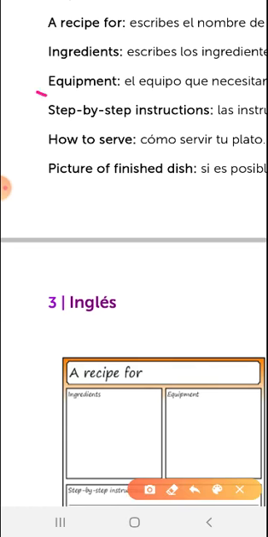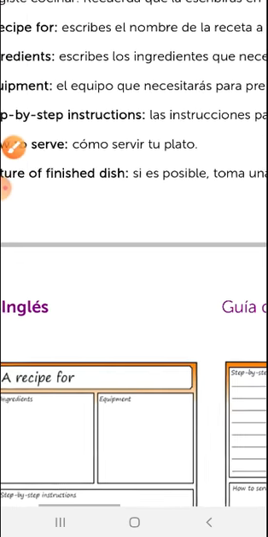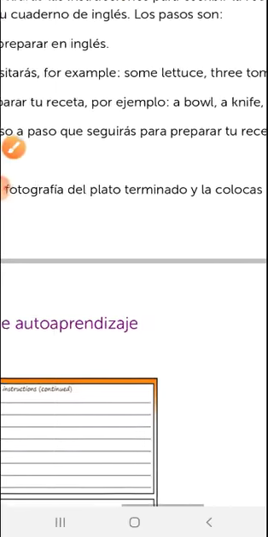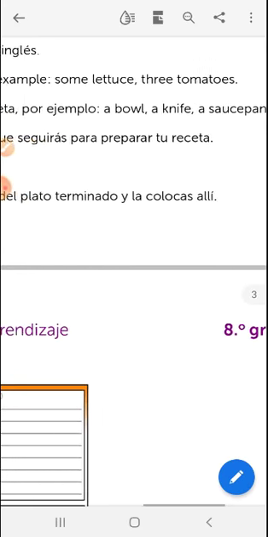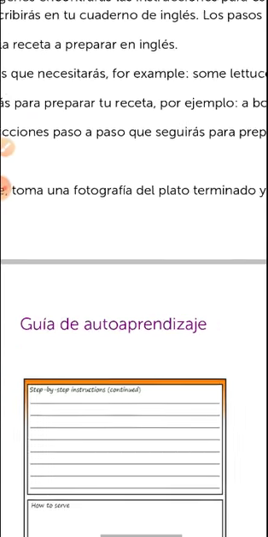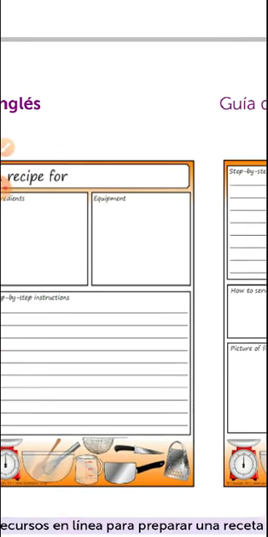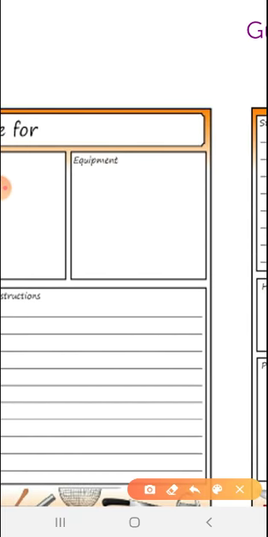Next, equipment. Equipo que necesitarás para preparar tu receta. Por ejemplo, a bowl, a knife, a saucepan. Equipment o equipo, o mejor dicho en Spanish, los implementos that you will need to prepare that, okay? For example, think about your recipe, okay? Bread with beans, panes con frijoles.